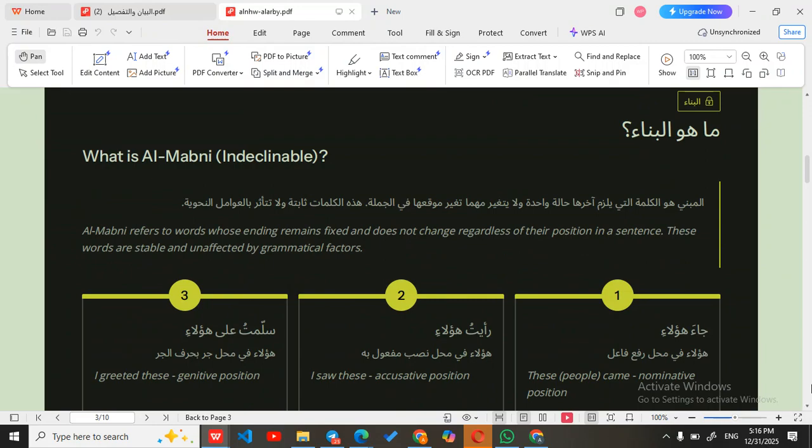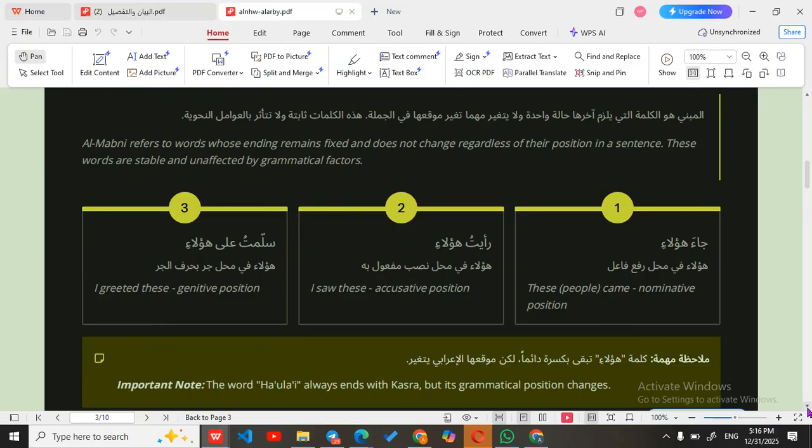Now, here again we have three examples. We have ja'a ha'ula'i, the first example. The second example, ra'aytu ha'ula'i. The third example, sallamtu ala ha'ula'i. As you can see, the word ha'ula'i in the first example ends with kasra. Second example, same thing. Third example, same thing. Which means this word ha'ula'i is part of our indeclinable words. Whatever position they are in the sentence, they are not going to change. Why? Because they are indeclinable.